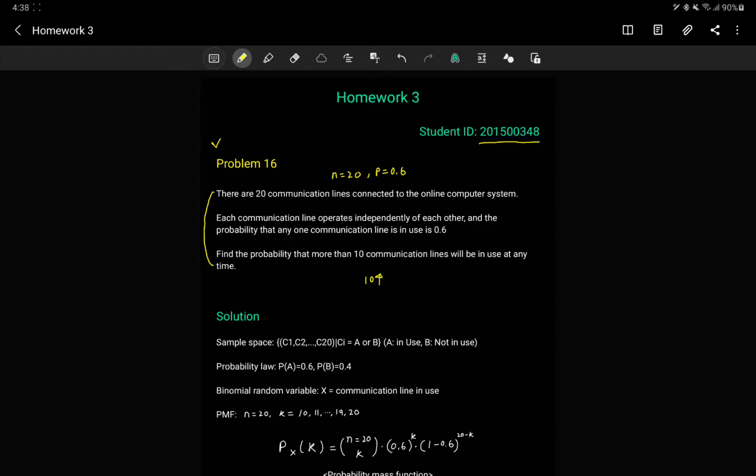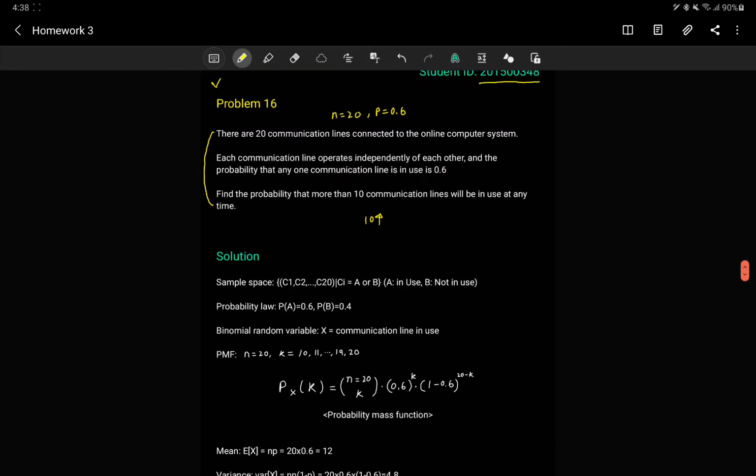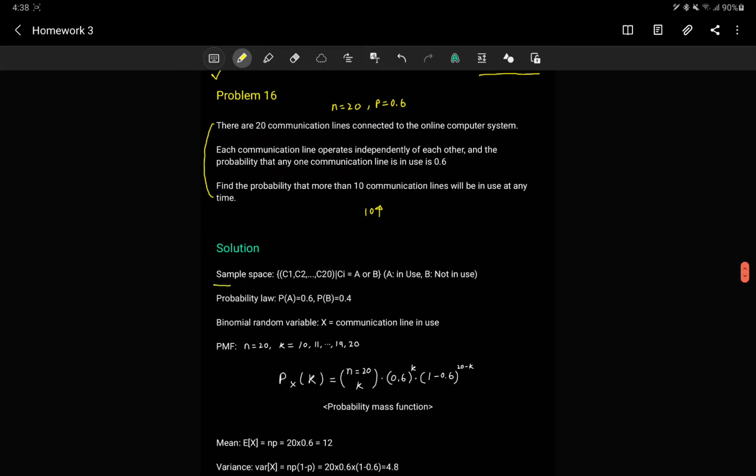The problem can be solved simply. First, let's look at the sample space. A sample space showing 20 communication lines being in use or not in use. One independently functioning communication line has a 0.6 probability of being used, and we can see that the probability of not being used is 0.4. Let's just look at what's come out so far.